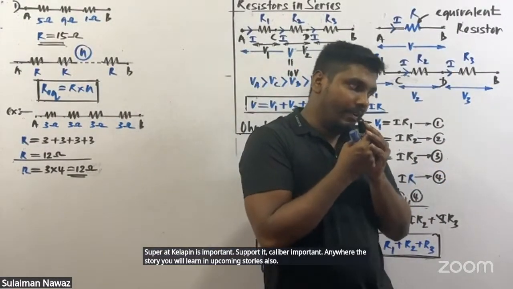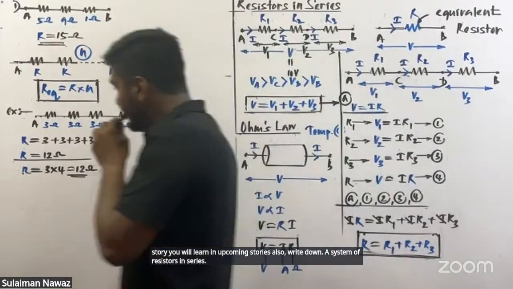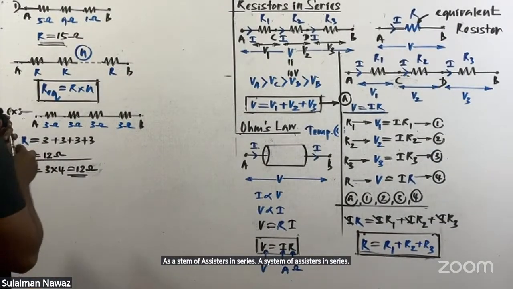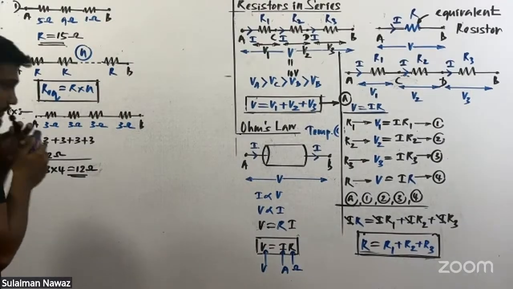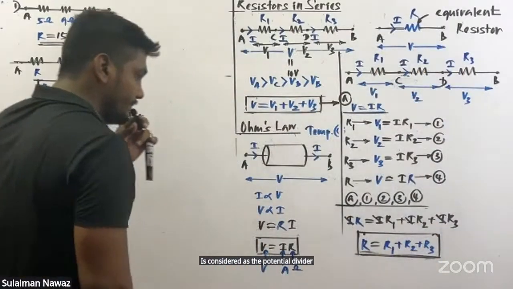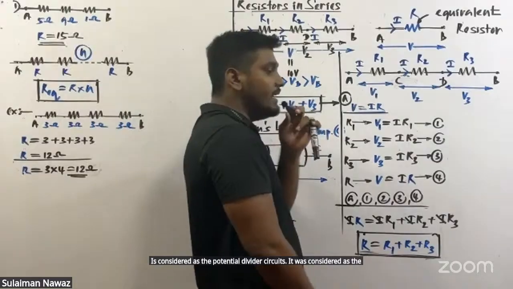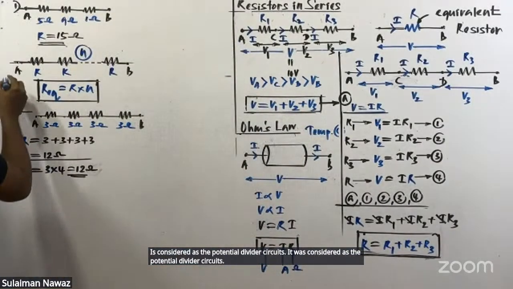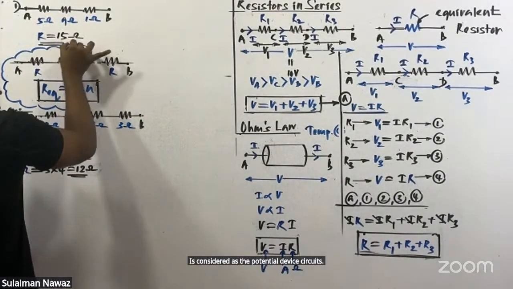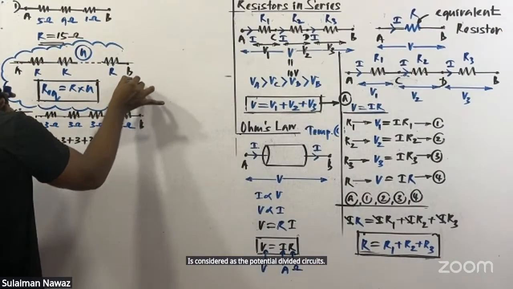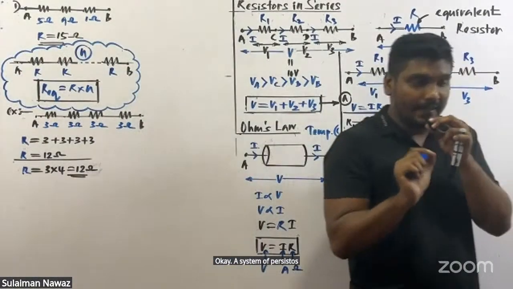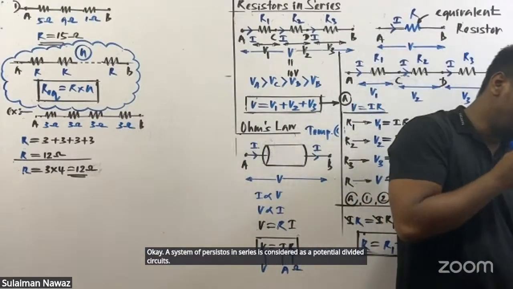Write down: a system of resistors in series is considered as a potential divider circuit. That idea I will tell you, don't worry. A system of resistors in series is considered as a potential divider circuit.